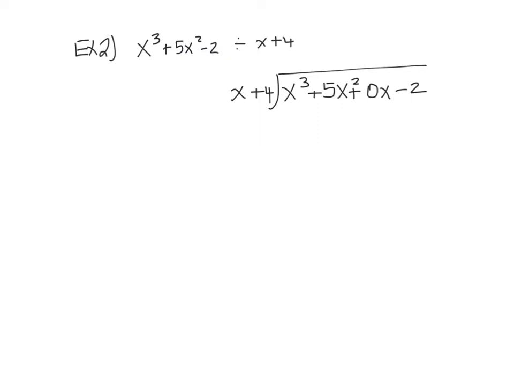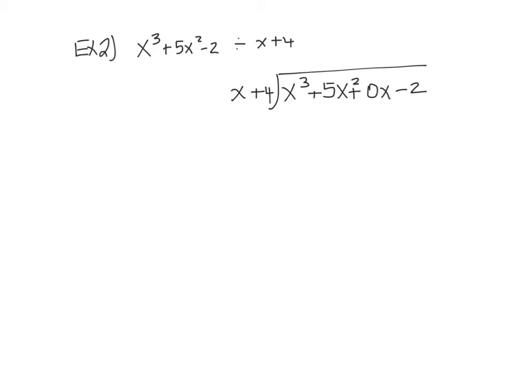So here, if you look at this example, I have x cubed plus 5x squared, but one exponent or the term x is missing. The term with x is missing. I'm dividing by x plus 4. So I just need to come here and write it out. But where the x is missing, I'm going to put plus 0x, then minus 2. So then I can work it out just as I did the other one.